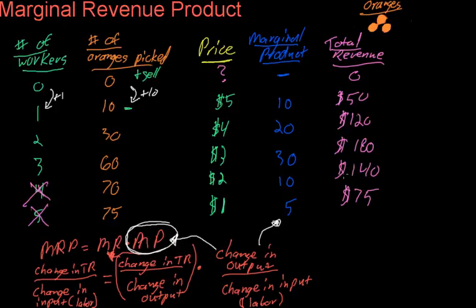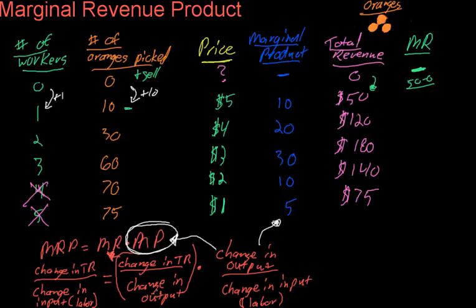Alright, so now we are going to do the marginal revenue, the change in total revenue, divided by the change in output. So now we're going to calculate marginal revenue. So we can't calculate it for the first one because we can't have any change, obviously. So we're going to start with the second one. So our change in total revenue is going to be this difference right here. It's going to be 50 minus 0. And that's going to be divided by the change in output.